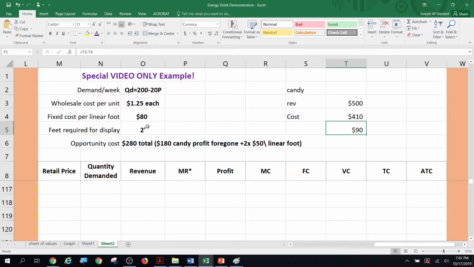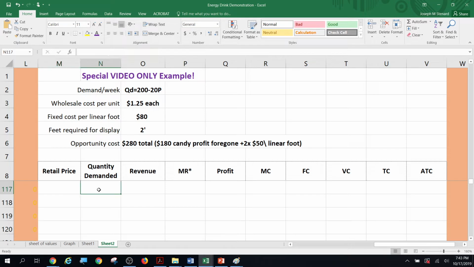So if we were to move 2 feet out of candy to put in energy drinks, then we've got to make at least $180 to make up for the candy profit we lost. Plus, since we're using 2 feet, we're going to use $50 per foot times 2, or $100 there. So that's $280 in opportunity cost. So let's put that in there.